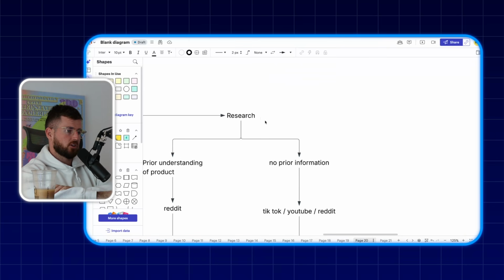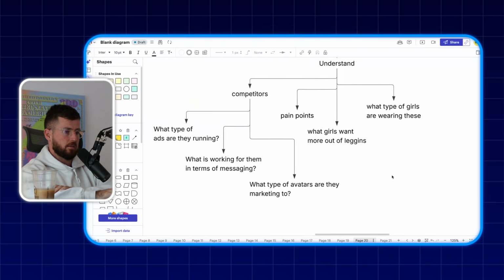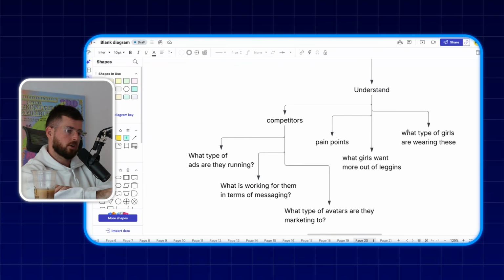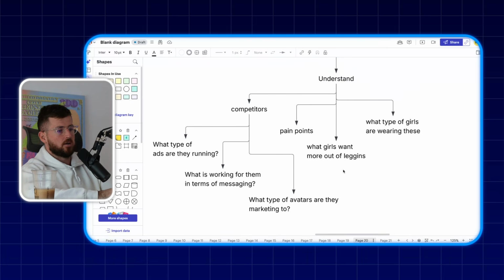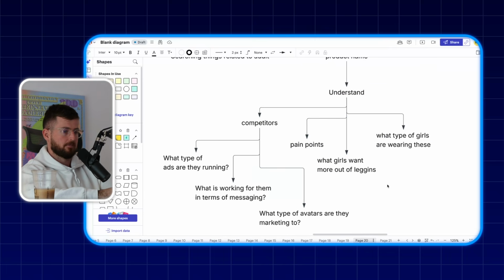Now, once we understand all this research and we understand the market's pain points, and what's working in the marketplace, my big question here is, how do we compete, right? So in this case, maybe our product has the same pain points. Maybe it doesn't pass the squat proof test. Maybe ours highlights girls' glutes exactly the same way. So we pretty much have these same things that every other leggings have, right?